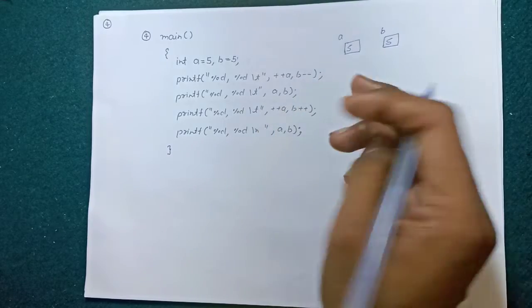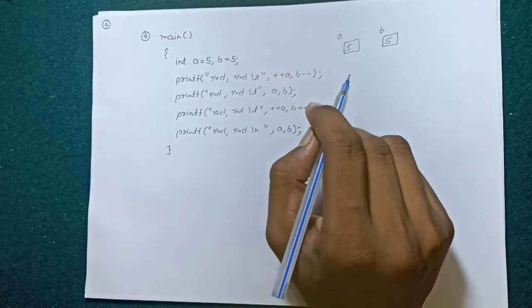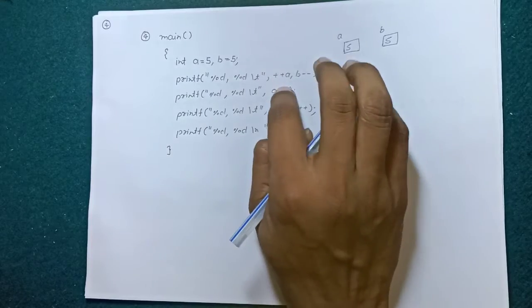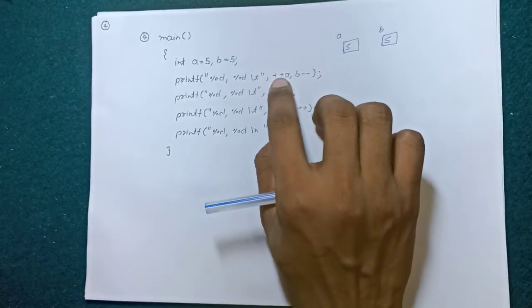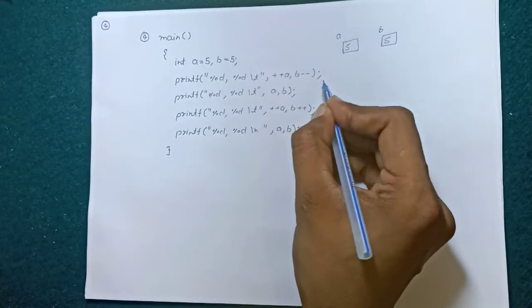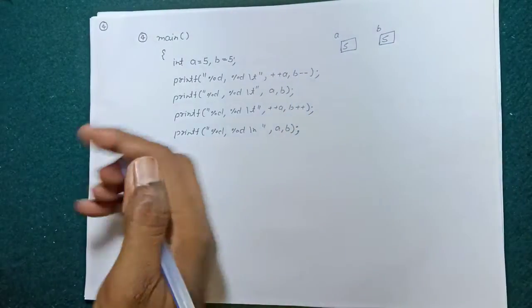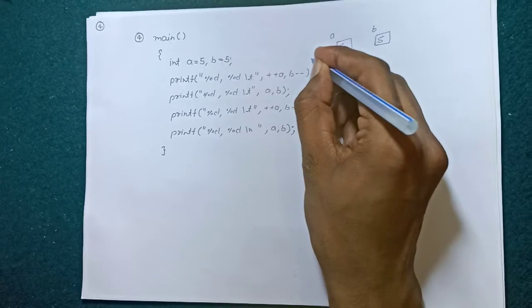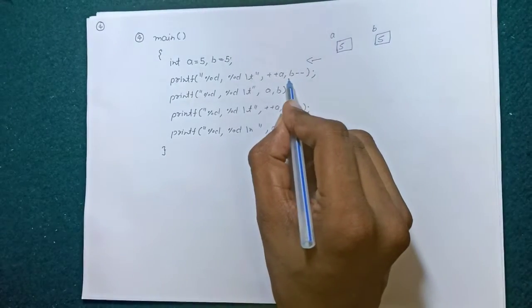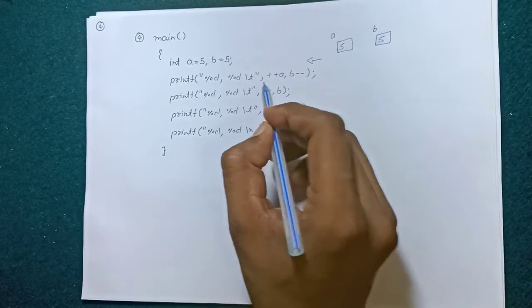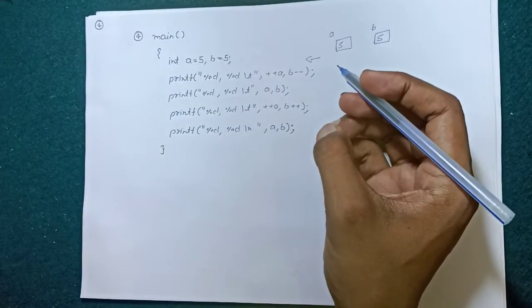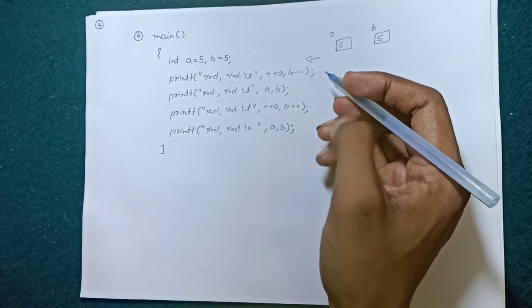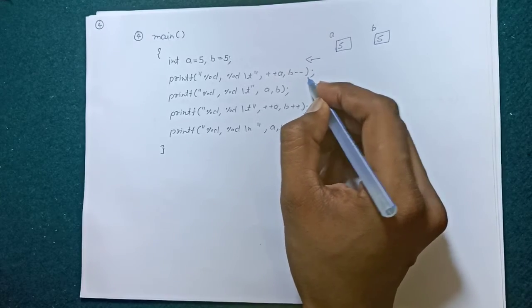Okay, so first of all I will tell you one thing, that whenever there are multiple expressions in a printf statement, the evaluation is performed from right to left. Okay, so first of all b-- is computed, then ++a is computed. So as you know the concept of pre and post increment or decrement, let's use it to solve this question.